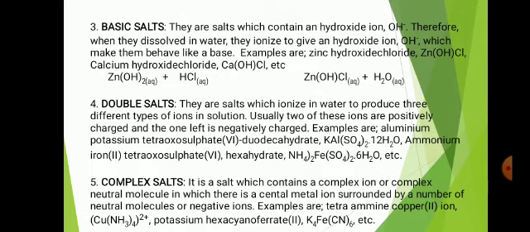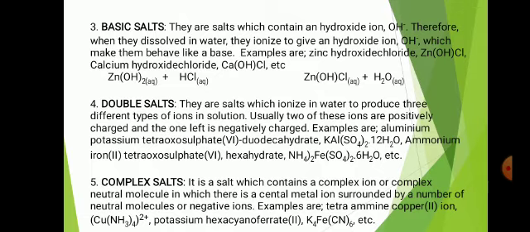An example is aluminium potassium tetraoxosulfate VI dodecahydrate, that is having 12 molecules of water. Another example is ammonium iron II tetraoxosulfate VI hexahydrate, which is having 6 molecules of water. I repeat again, they are formed when you have 2 salts crystallizing out of a solution simultaneously at the same time. This tends to make those 2 salts combine together to give you a double salt.